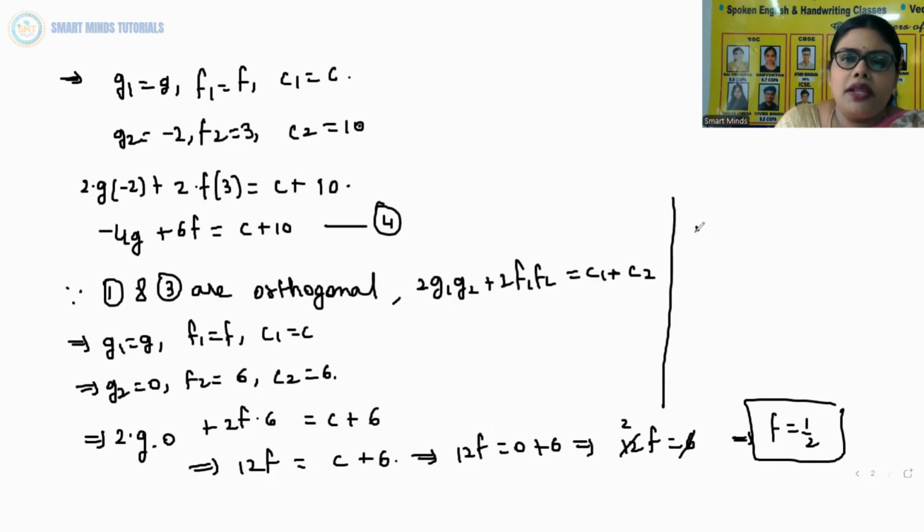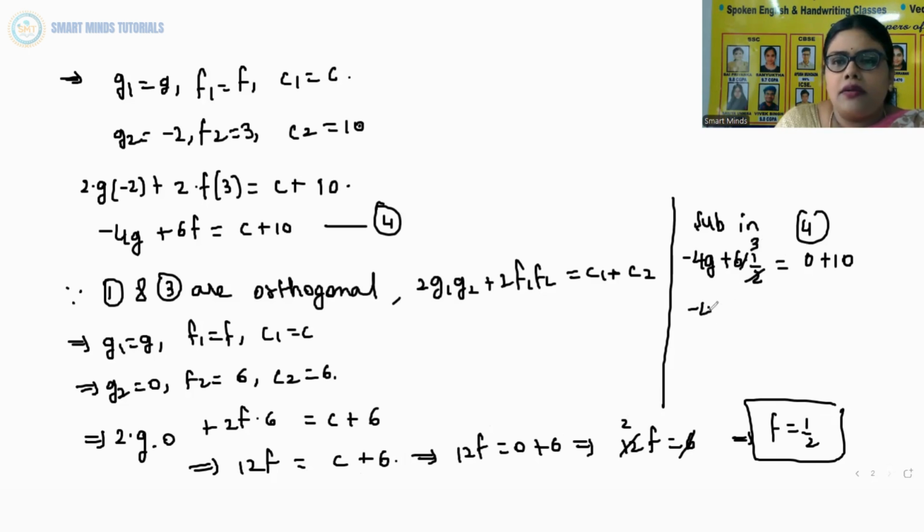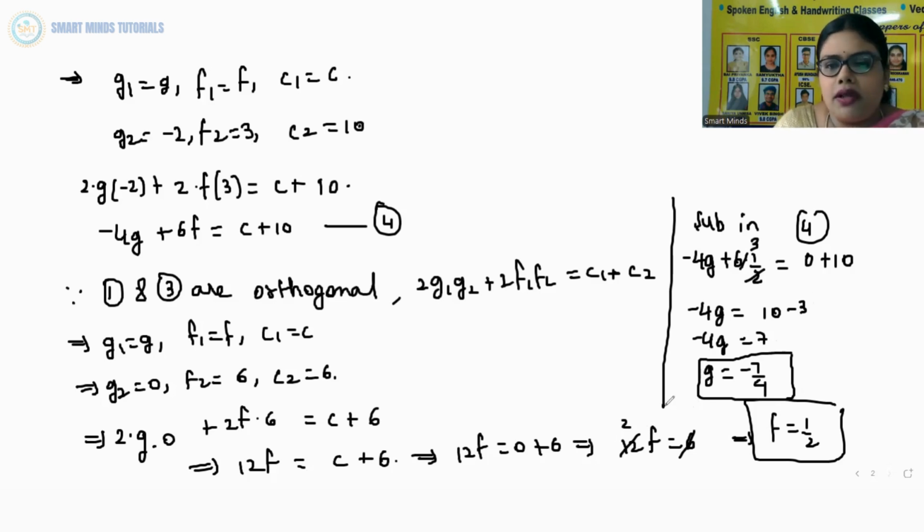Now substituting in equation number 4: minus 4g plus 6 into 1 by 2 is equal to 0 plus 10, because c is 0. 2 ones are 2, 2 threes are 6, so 3. Minus 4g is equal to 10 minus 3. Minus 4g is equal to 7. g is equal to minus 7 by 4. We got the g value.